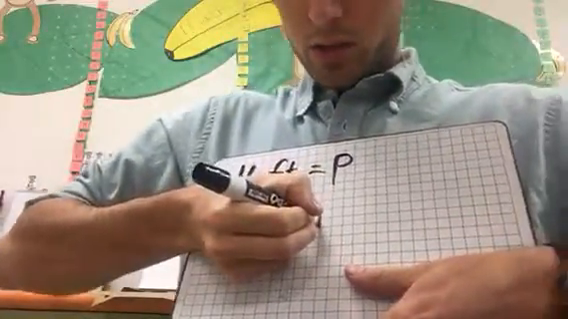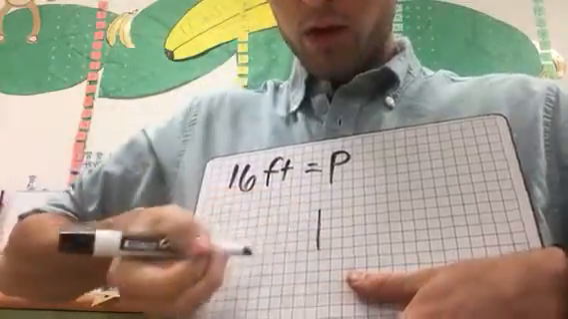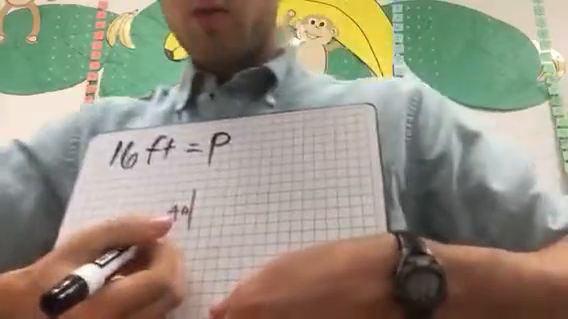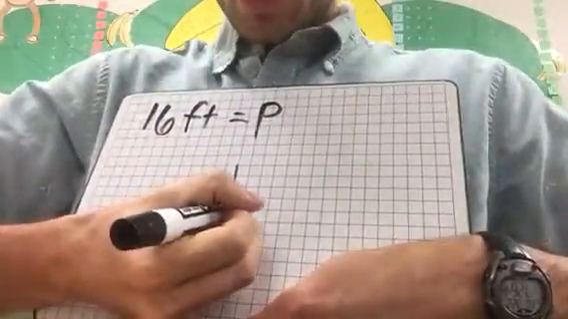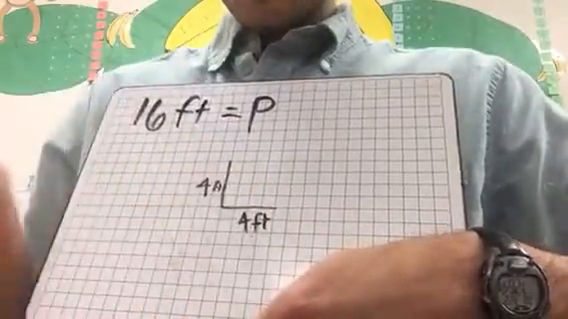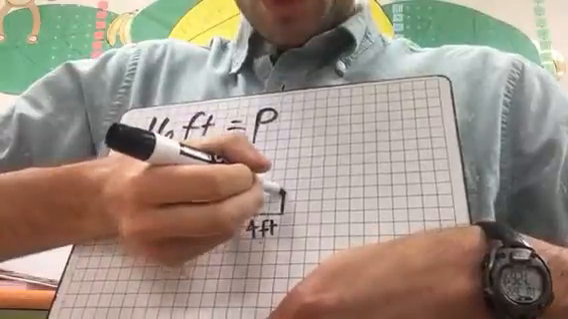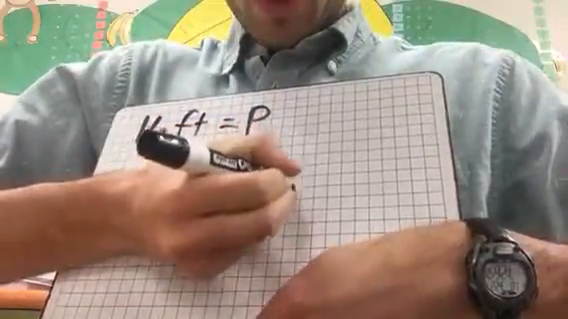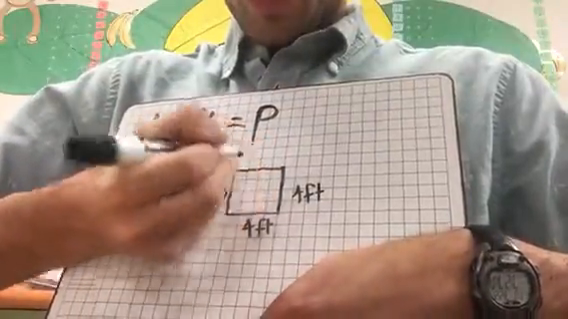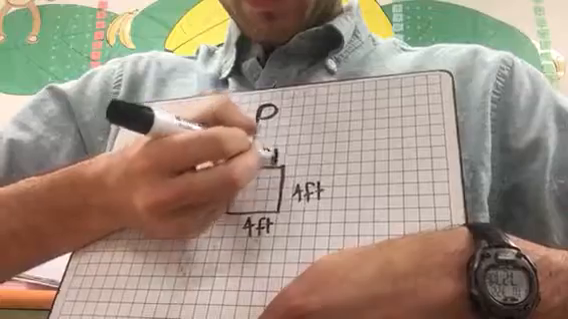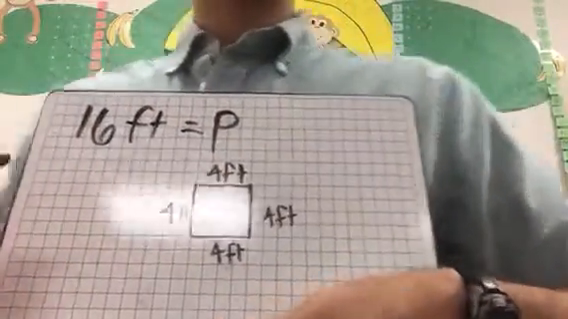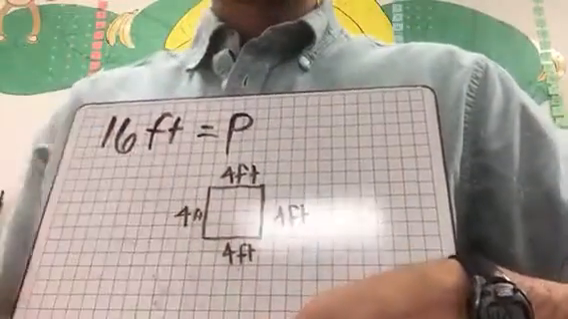1, 2, 3, 4. So this length is 4 feet. Then I'm going to do 4 across. 1, 2, 3, 4. That's also 4 feet. Now I'm going to go back up. 1, 2, 3, 4. 4 feet. Then I'm going to go 4 across. 1, 2, 3, 4. 4 feet. 4, 8, 12, 16. So this square has a perimeter of 16 feet.